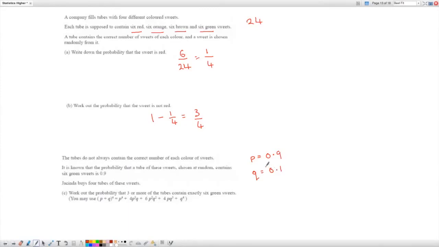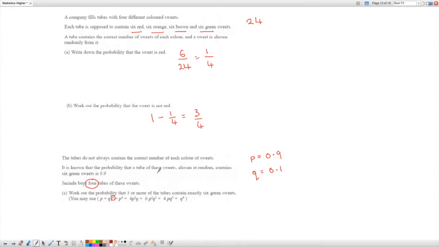These two add up to 1. We're told that Jacinda buys 4 of these tubes. So the 4 of these tubes is important. And here we are given a sequence to help us work out the probability. So we have our 4 here. We're asked to work out the probability that 3 or more of the tubes contain exactly 6 green sweets.